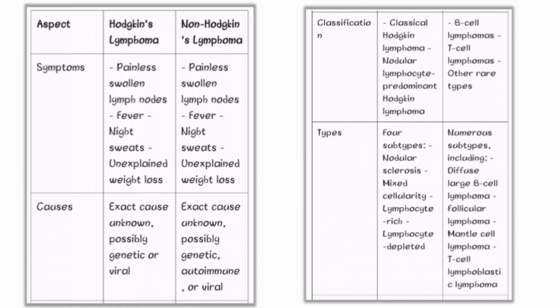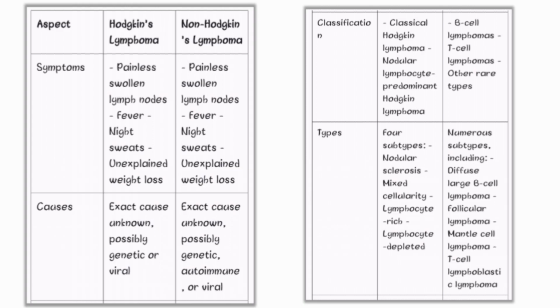or viral. Now let's talk about lymphocytes. So in the non-Hodgkin's lymphoma, both B and T lymphocytes are present, while in the Hodgkin's lymphoma only B lymphocytes are present. Now let's talk about the classification. So the Hodgkin's lymphoma is classified into classical Hodgkin's lymphoma and nodular lymphocyte predominant Hodgkin lymphoma, while the non-Hodgkin's lymphoma is classified into B-cell lymphomas, T-cell lymphomas, and other rare types.